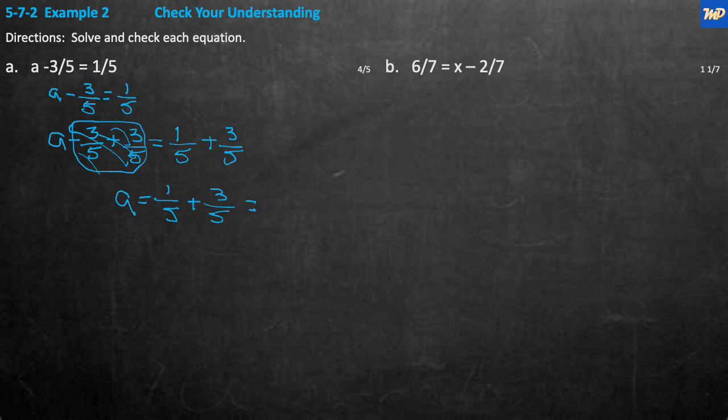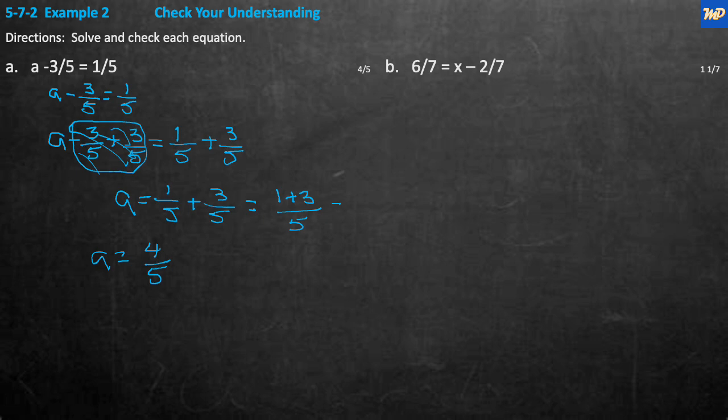In this case, we're adding them. And what's the answer going to be? It's going to be 1 plus 3 over 5. And 1 plus 3 over 5, I'll do it right here. A is equal to 4 over 5. So the answer here is 4/5.